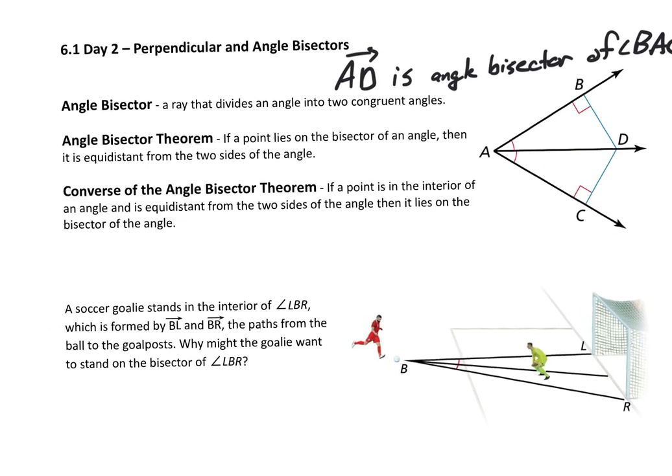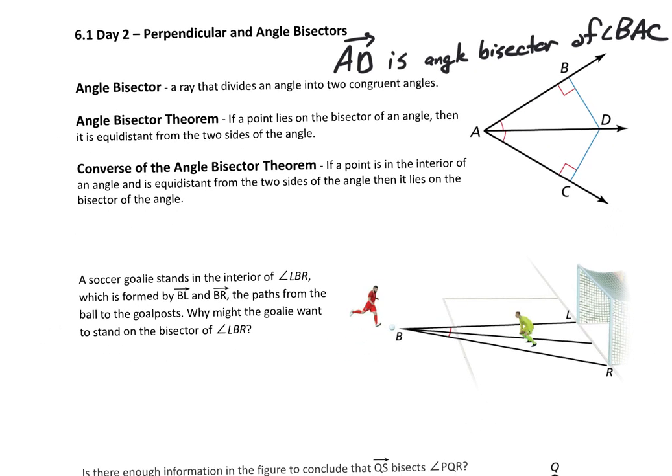Well, when we talk about the angle bisector theorem, we're going to take it a little bit further, and we're going to say if a point lies on the bisector of an angle, like for instance this is point D, and it lies on the bisector, then it is equidistant from the 2 sides of the angle. So we know that this and this would be congruent, okay? But the thing we have to ensure is that this is a 90 and this is a 90, okay? We want both of those to be 90-degree angles.